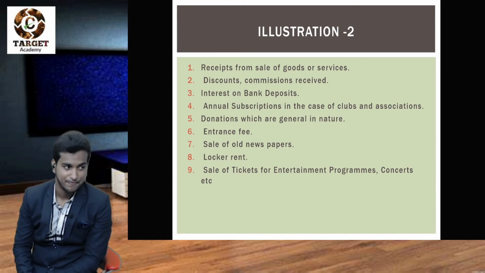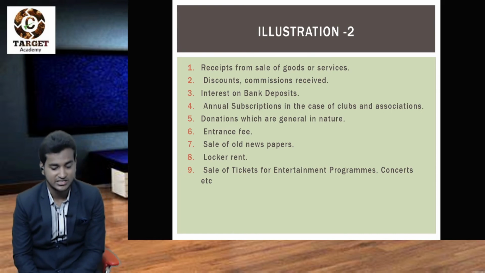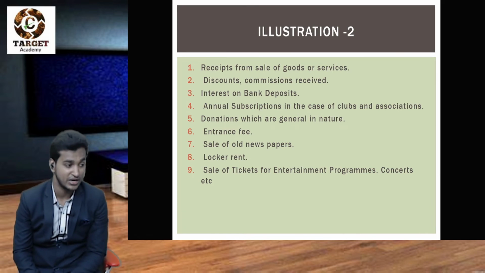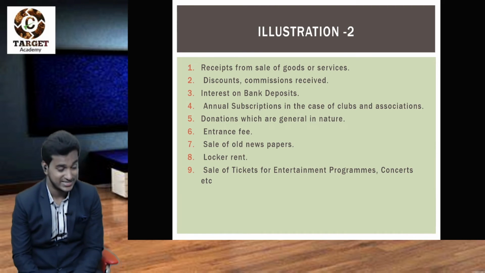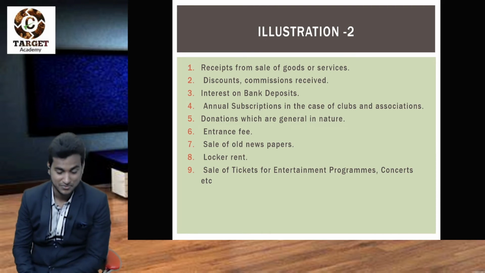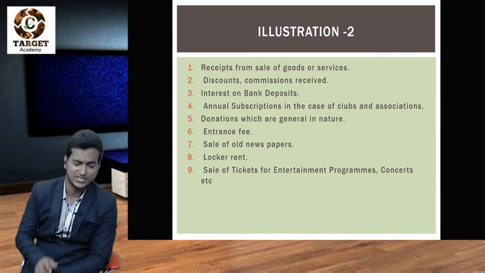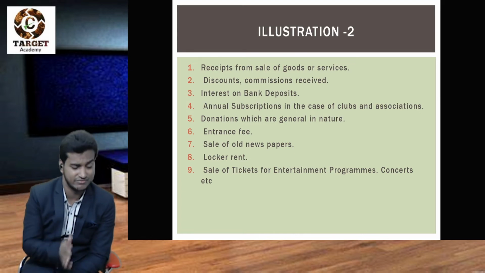Next one, annual subscription in case of clubs and association. That means annual subscription. Every year we have to receive. We will receive. That is revenue receipt, not capital, because it is annual. Every year we will receive.